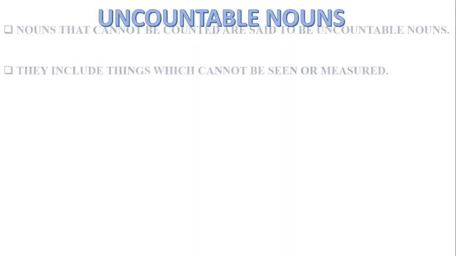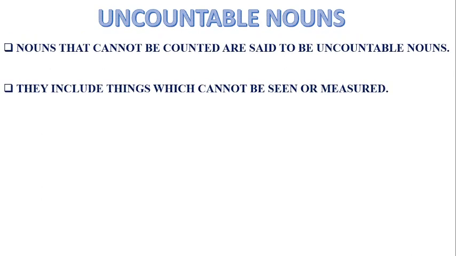Let's move on to uncountable nouns. Nouns which cannot be counted easily are said to be uncountable. They cannot be counted because they just cannot be measured. You cannot find out the quantity. Example.